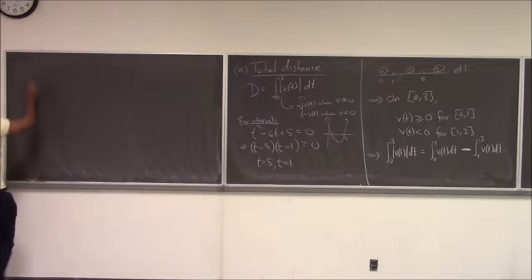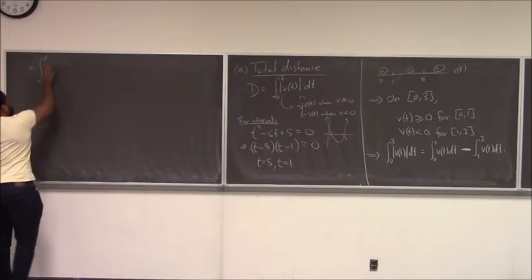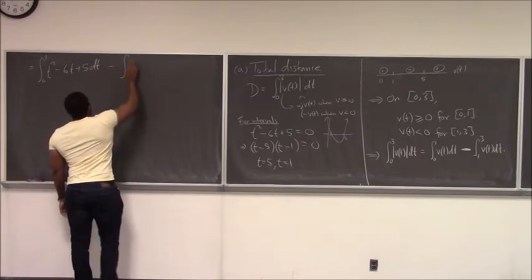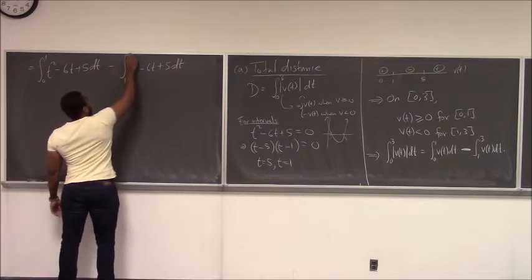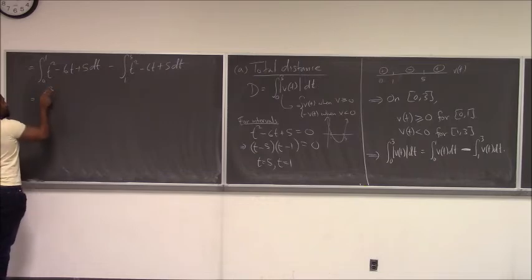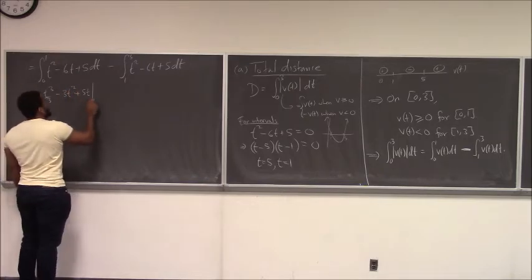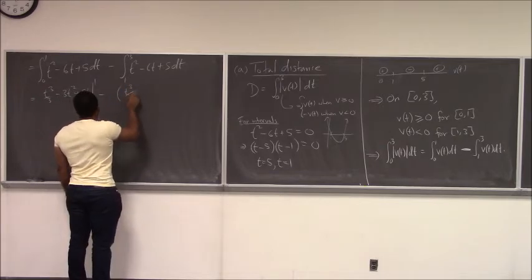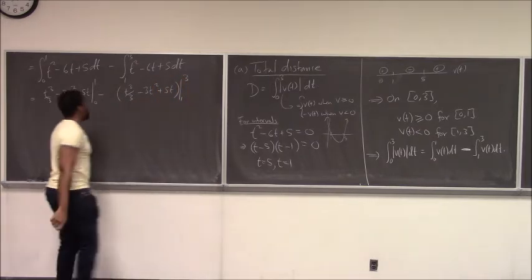And so here we'd simply have 0 to 1 of this guy, which itself isn't hard to integrate. It's just a matter of the power rule. So this is t cubed over 3 minus 3t squared plus 5t, that's between 0 and 1. This guy's going to be exactly the same thing, so t cubed over 3 minus 3t squared plus 5t. This one's between 1 and 3.